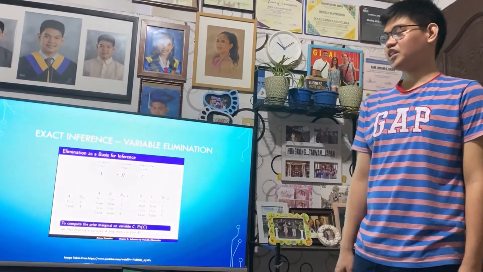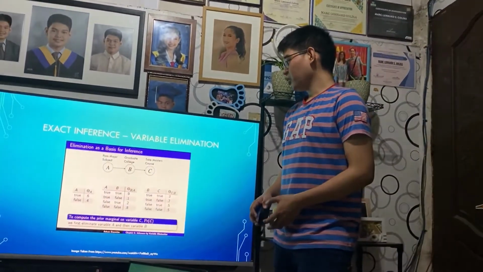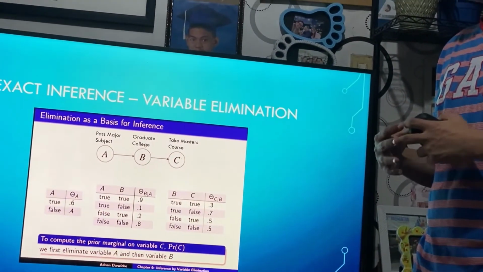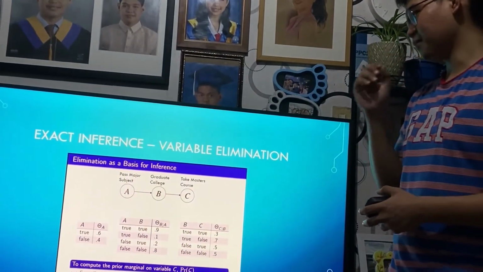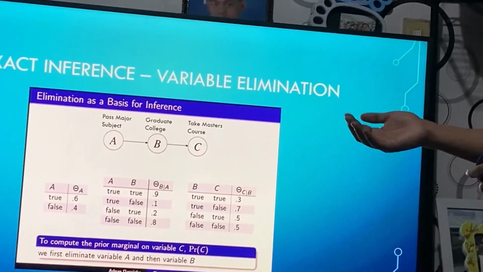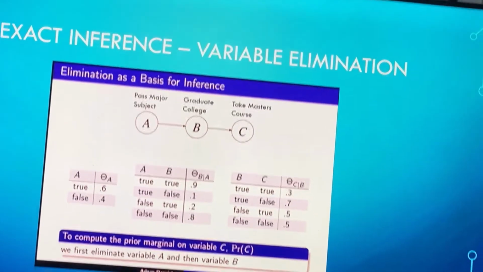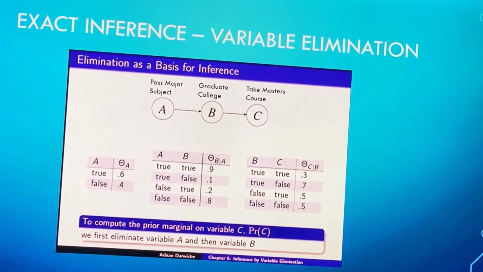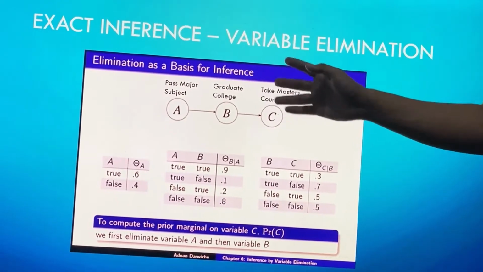Now for exact inference, we have a process called variable elimination, where, from the name itself, we only have to eliminate all the other variables once we have the only variable that we're concerned of. Take for example this situation where we have three nodes A, B, and C, where node A is pass major subject, node B is graduate from college, and node C is take master's course. In this example, what we're concerned of is to compute the prior marginal on variable C. Therefore, in order to achieve this, we have to eliminate all the other variables, A and B.